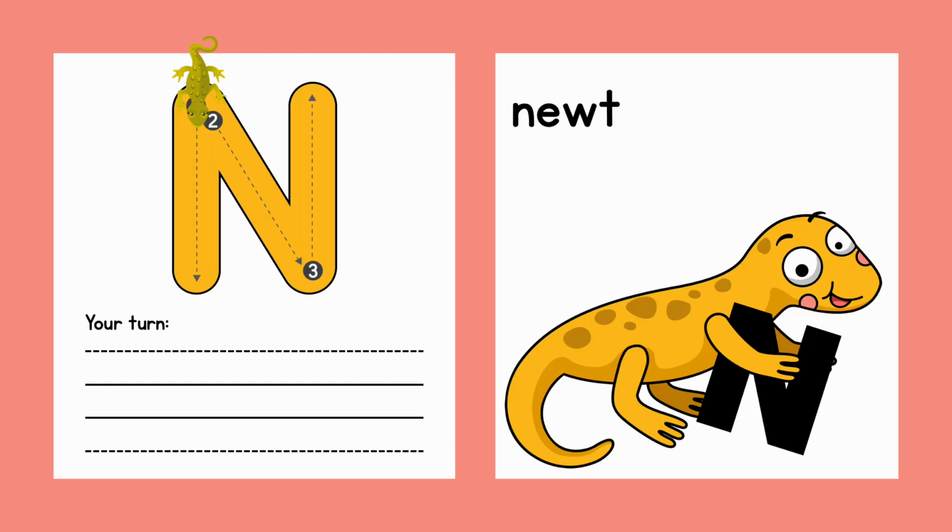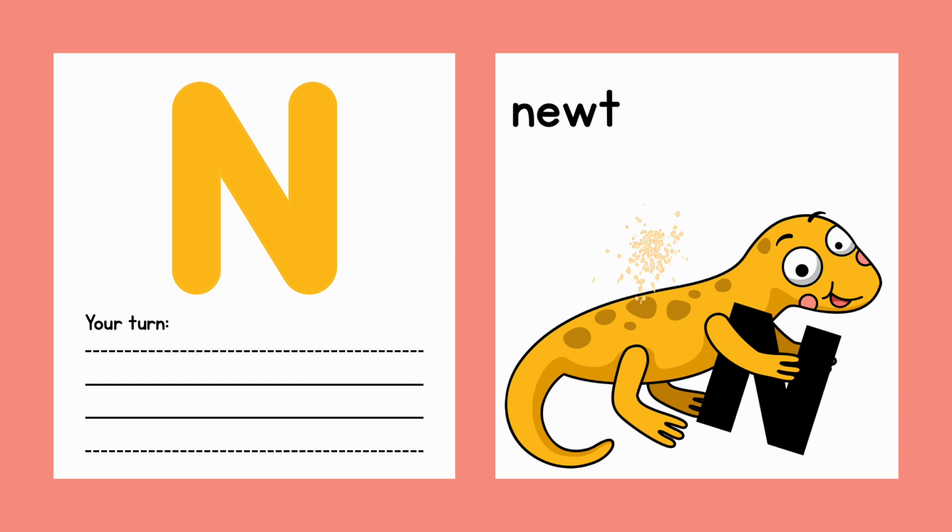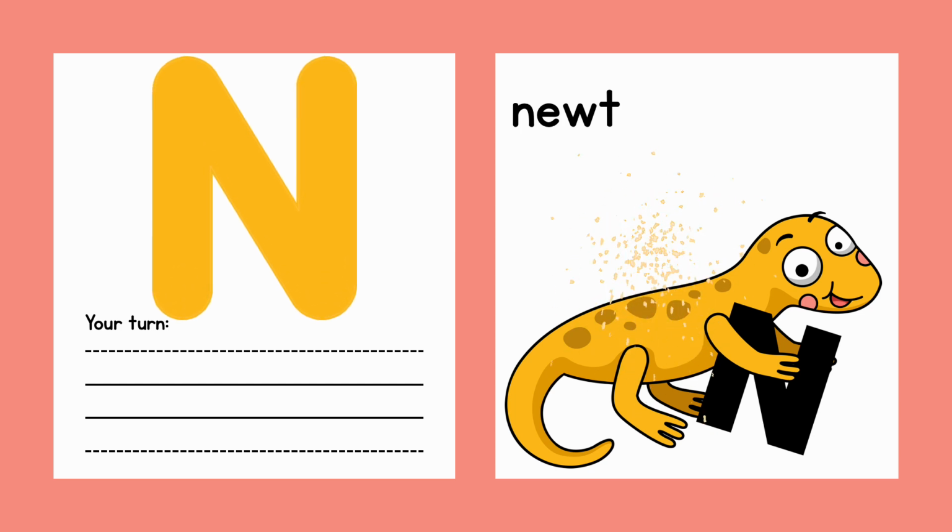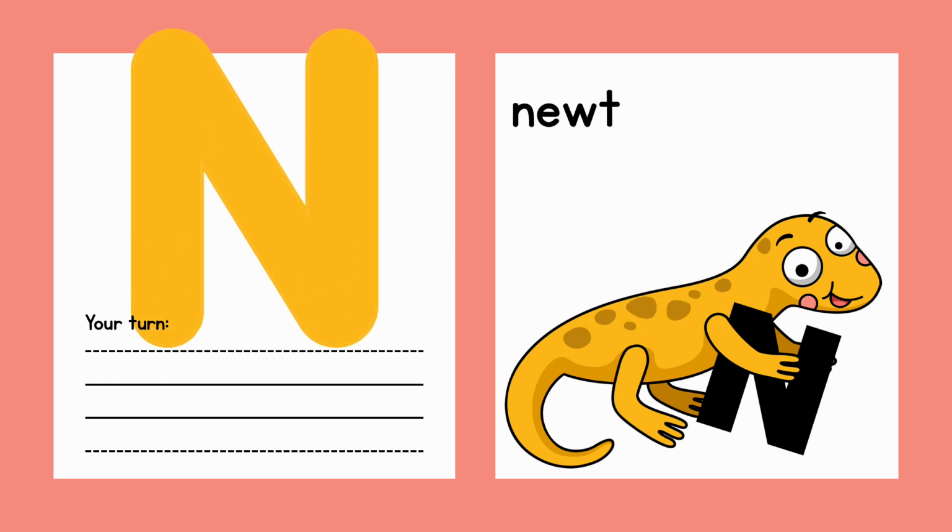Now letter N. And the Newt's gonna help us to write letter N. Starting from the top, all the way down, back up again, across and up. Well done. Letter N. Super job. Well done. Now it's our turn to write letter N.